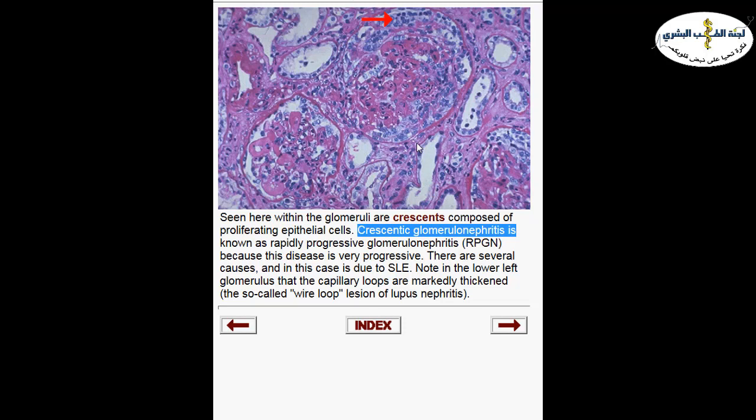So we call them crescents because under microscopy we can see cellular crescent formation. Crescents are semilunar in shape, and they are masses of proliferating cells. What's the type of this cell here? Yes, it's the parietal epithelial cells of the Bowman's capsule. Okay, so here the Bowman's capsule epithelial cells start to proliferate and to give us this crescent shaped mass.